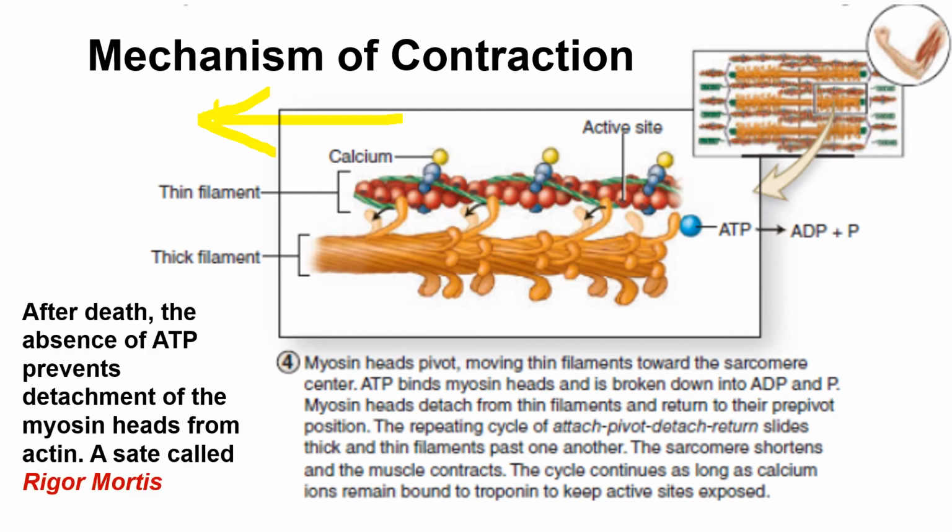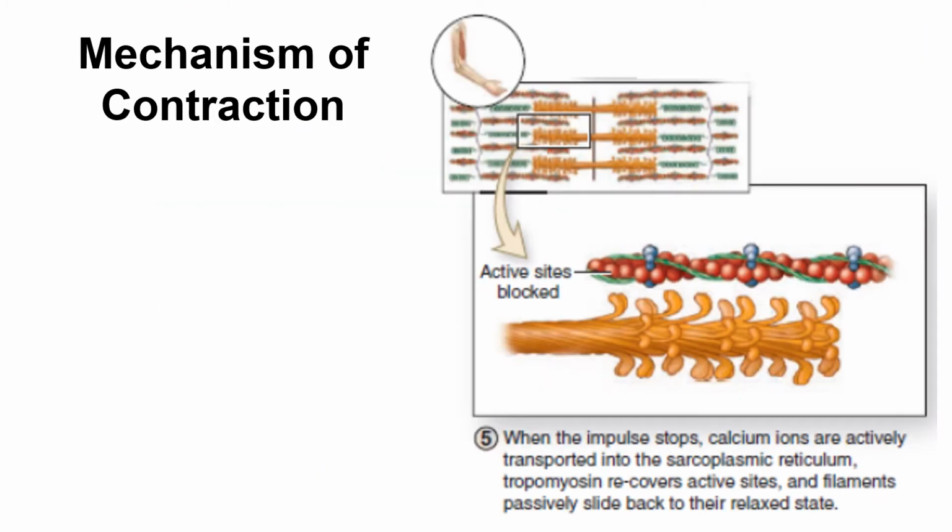If you don't have ATP, the myosin heads continue attaching to the actin active sites. This state is called rigor mortis. After cessation of the action potential, calcium ions are pumped back to the sarcoplasmic reticulum and tropomyosin moves back, covering the actin active site. Actin filaments return passively to their relaxed state.